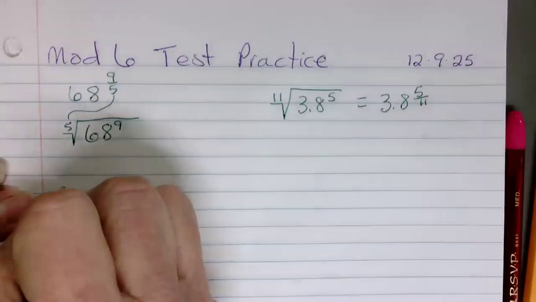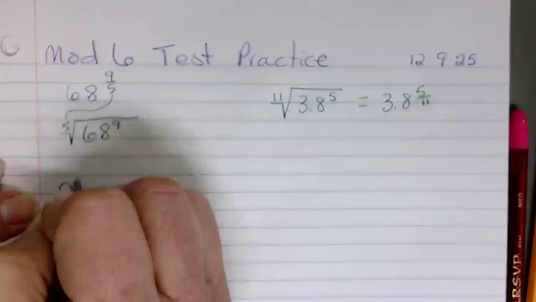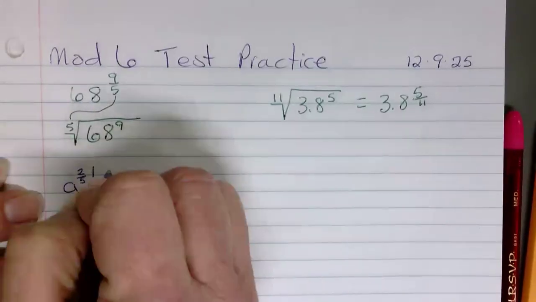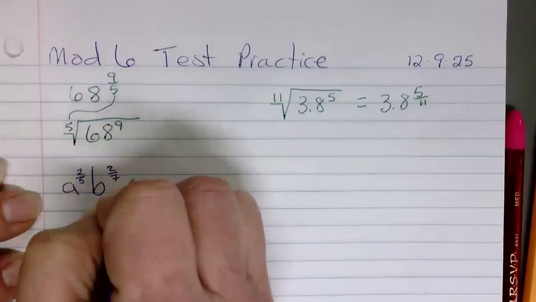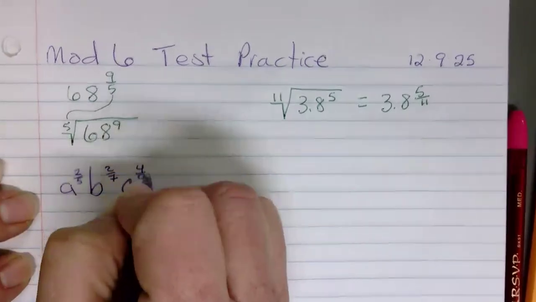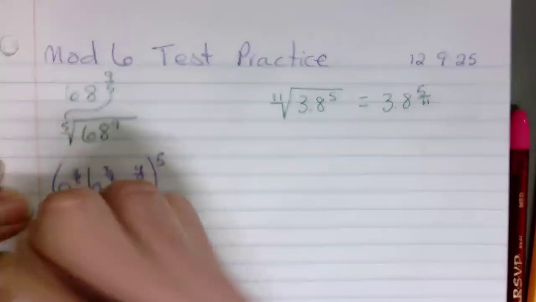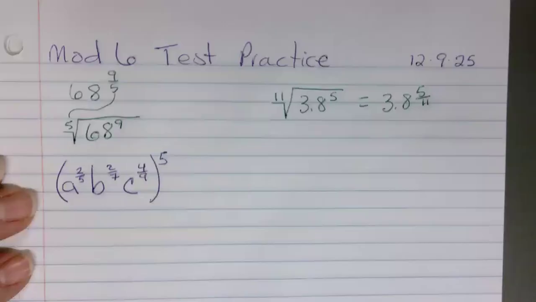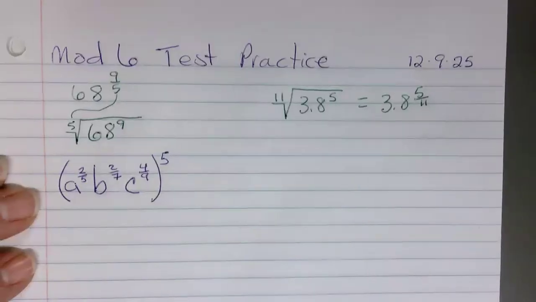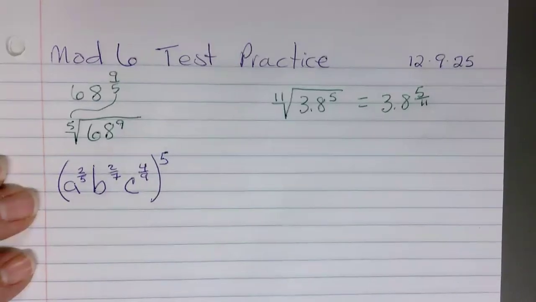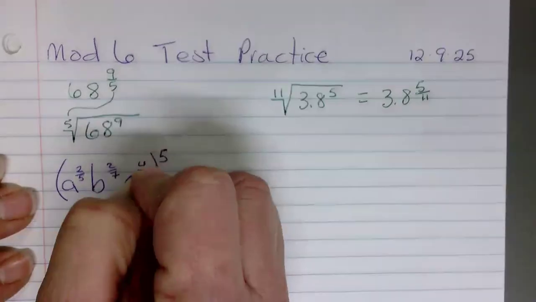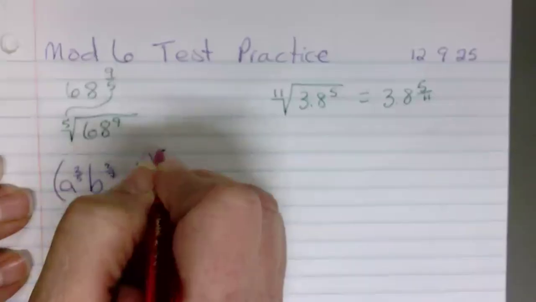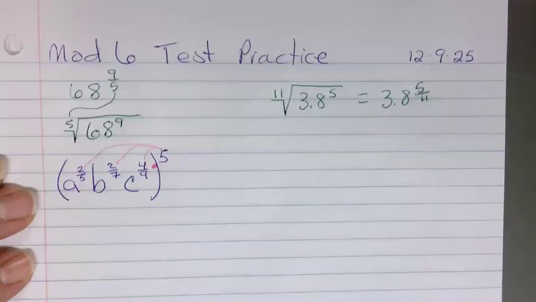If you have a to the 2/5, b to the 2/7, c to the 4/9, all of that to the 5th power, how would you handle that? So copy it down, think it through. So I'm going to start with my dot, right? To remind myself that this is multiplication. I'm also going to remind myself that I multiply times everything, all of the exponents inside.